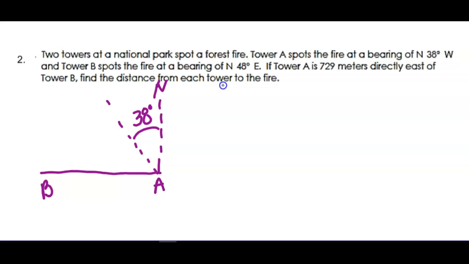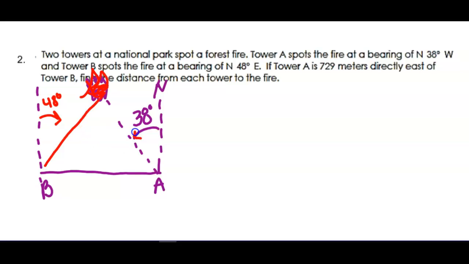Find the distance of each to the fire. Okay, Tower B spots the fire. I didn't read this very well here. Here's the north-south line that goes through Tower B, and he spots the fire. The fire is out here somewhere. I should make it red, I guess. Flames. I don't know how you draw flames. I'm doing a really bad job of it. He spots it off of north. He would go towards the east, 48 degrees to be able to see that.